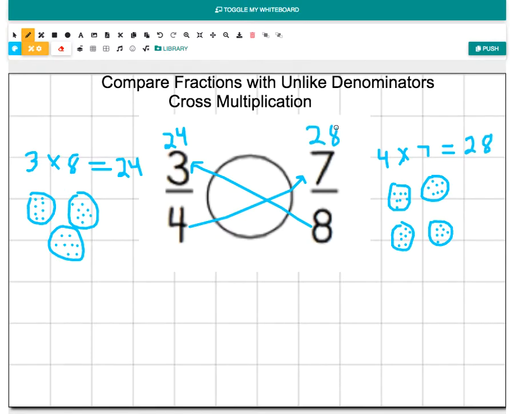And then all we're going to do is compare these two numbers now. So 24 is less than or greater than 28? We know 24 is less than, so I put my less than sign. So 3/4 is less than 7/8. That's how we do cross multiply. You're going to cross from denominator to numerator, and then you're going to multiply.